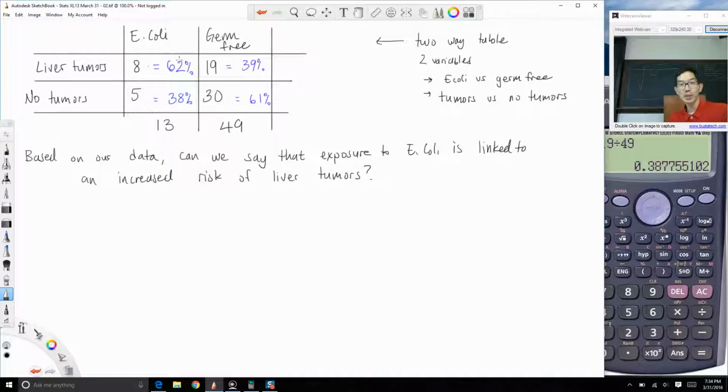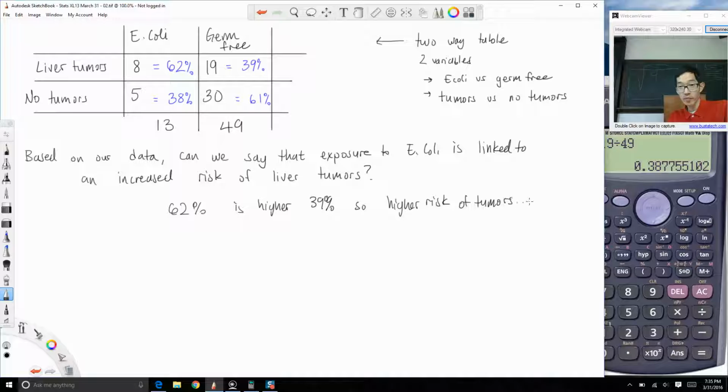we look at this and we say, oh, 62%. Over here, only 39%. 62% of the mice exposed to E. coli developed liver tumors. Only 39% of the mice in the germ-free environment developed liver tumors. And we would say something like, oh, 62% is higher than 39%. So whatever, more, higher risk of liver tumors. Okay, but this I would say is higher risk of tumors.